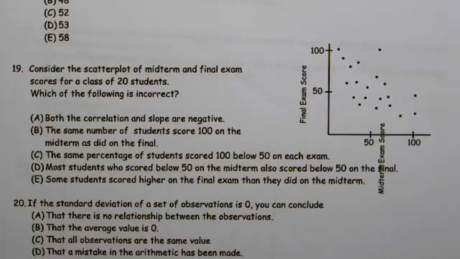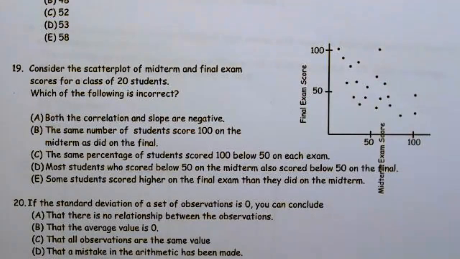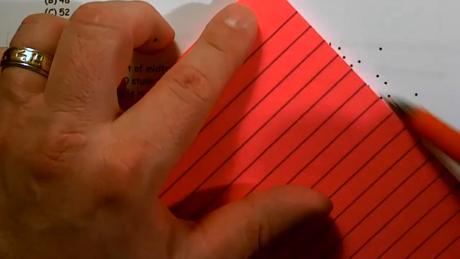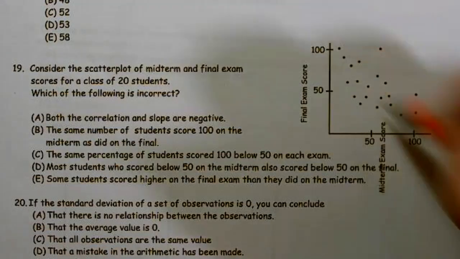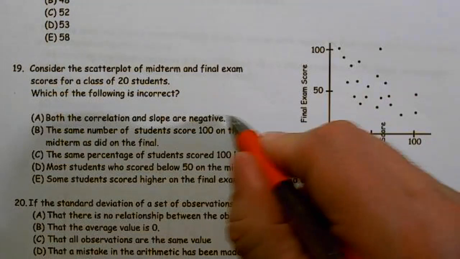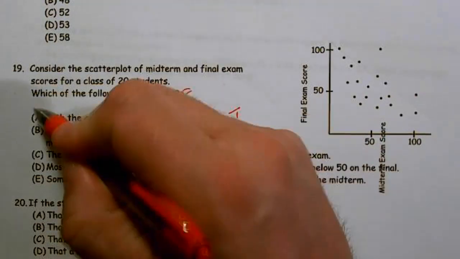Number 19, consider the scatter plot of the midterm and final exam scores for a class of 20. Which of the following is incorrect? Well, first off, it starts off, both the correlation and the slope are negative. And yeah, I would say this is going downhill. And remember, correlation and slope will always have the same sign. So since I have a negative trend, this is going to be a true statement, and we're looking for incorrect. We're looking for the false.